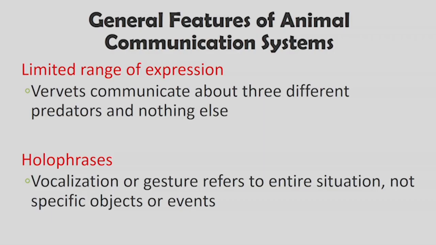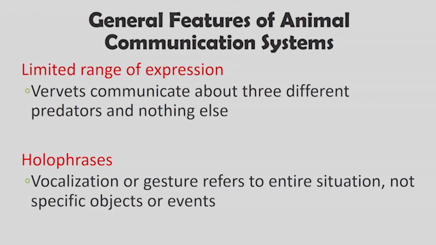Another interesting feature of animal communication systems is that they are holophrastic. The utterances that these animals produce are holophrastic in nature. What does it mean? Vocalizations or gestures refer to an entire situation, not specific objects or events. If you look at the waggle dance in honeybees, it can tell you about the entire situation, where you are going to find some kind of source. The dance will tell you which direction it is, and what the distance is.